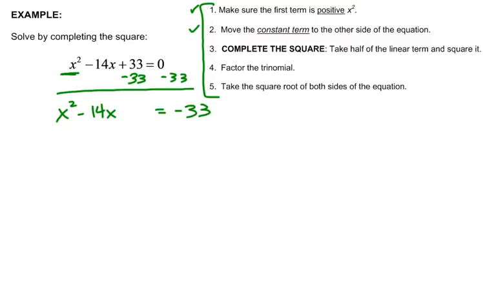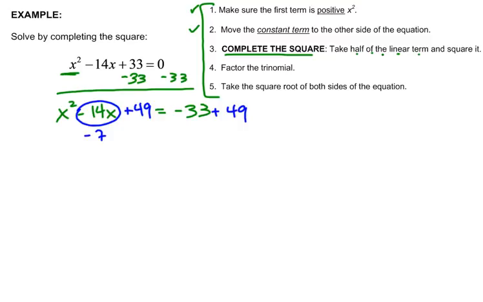Now the third step says complete the square. And we do this by taking half of the linear term and squaring it. The linear term in this case is negative 14x. We're going to take half of that, which would be negative 7x, or I guess we can just call it negative 7. We'll just deal with the coefficient really. So we're going to take negative 7, and we're going to square that. And when I square negative 7, negative 7 times negative 7 is positive 49. So we add 49 to both sides of the equation.